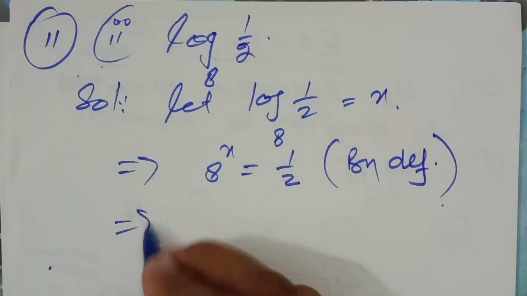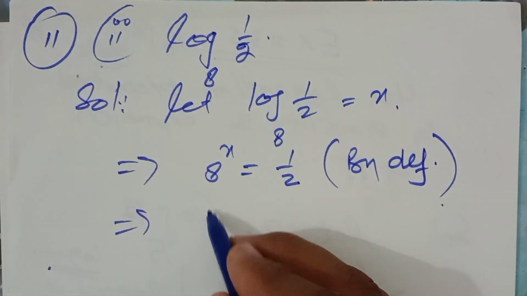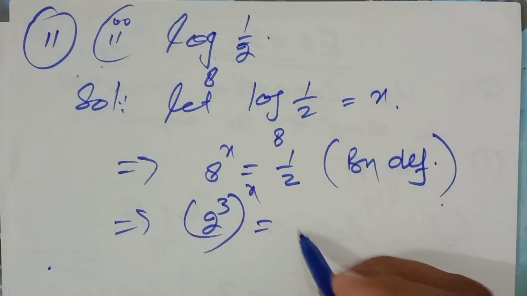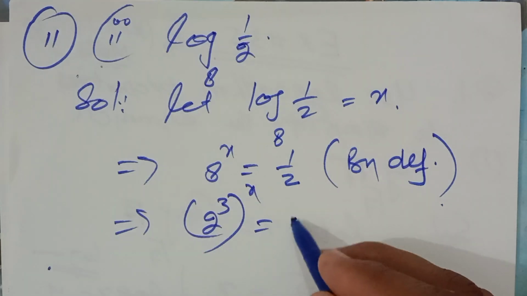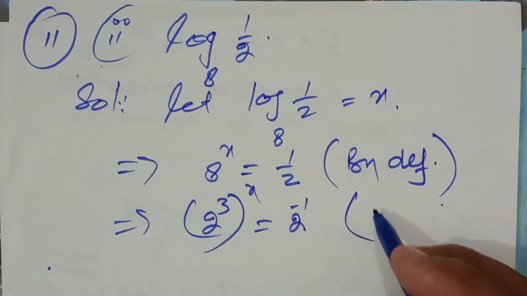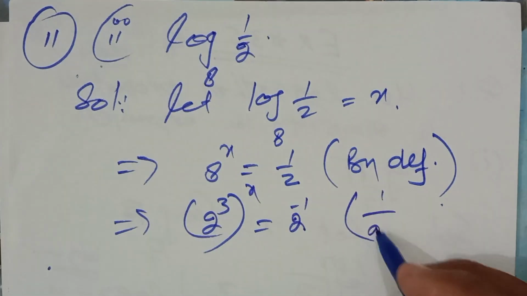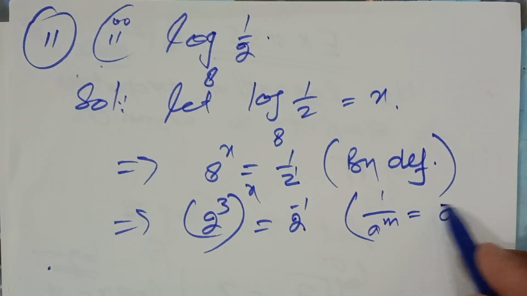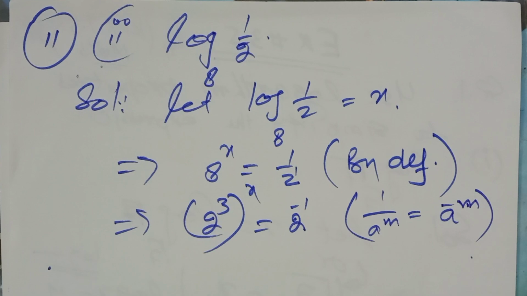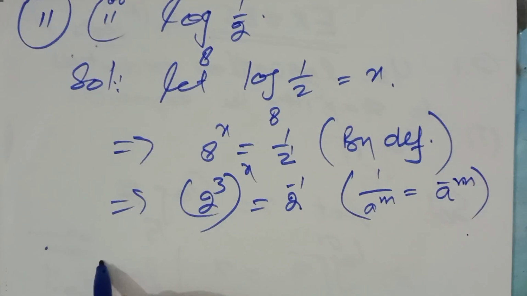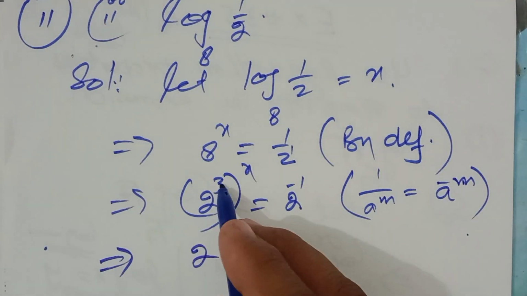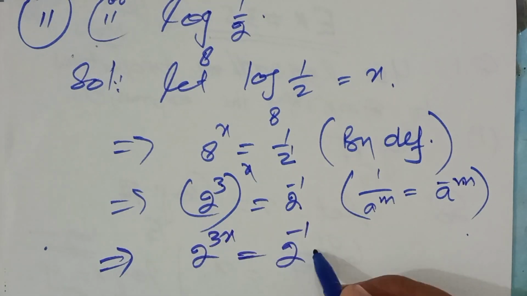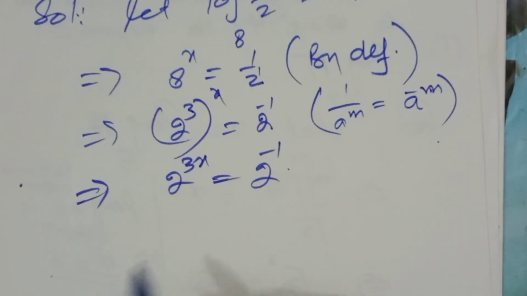Clear? So we can write 8 as 2 raised to power 3 whole x, or we can say that 1 over 2 is 2 raised to power negative 1. If we have 1 over a raised to power m, we can write it a raised to power negative m by exponential law. So we have 2 raised to power 3x and 2 raised to power negative 1 by means of exponential law.